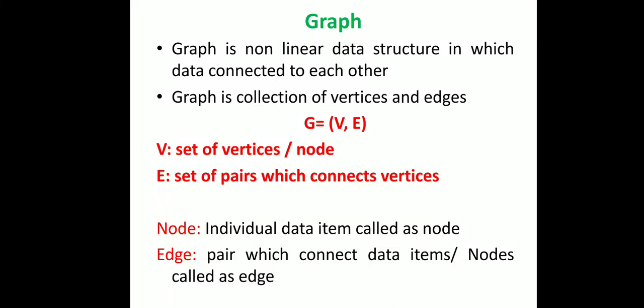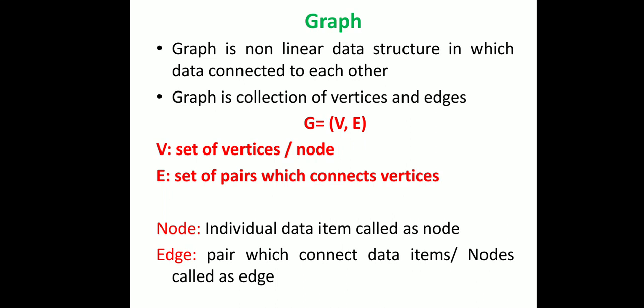Hello students, so let's learn graph in data structure. So graph is a non-linear data structure in which data is connected to each other. Means what? We are organizing data but in non-linear fashion. Non-linear means not one after another.